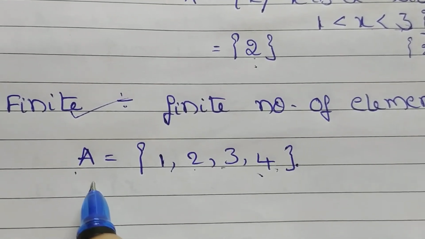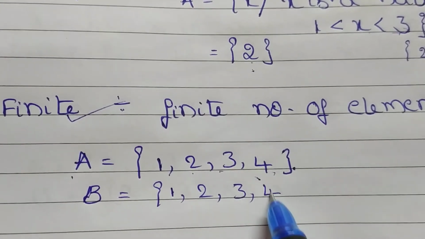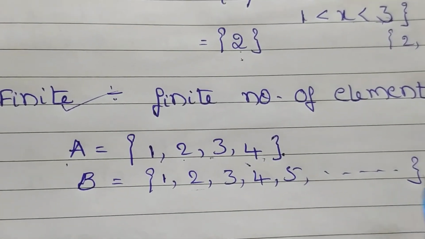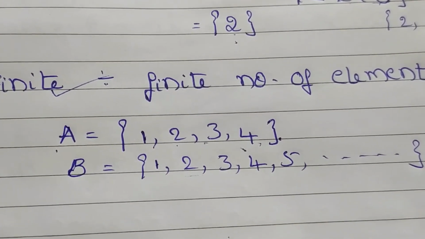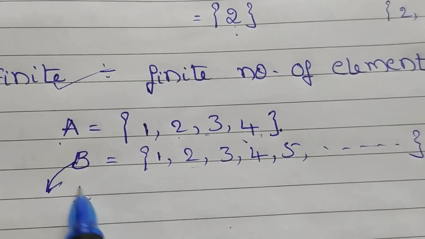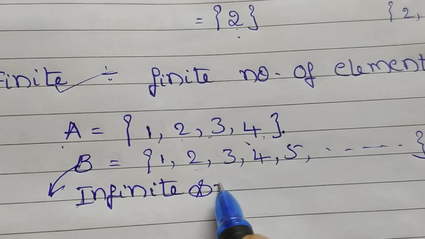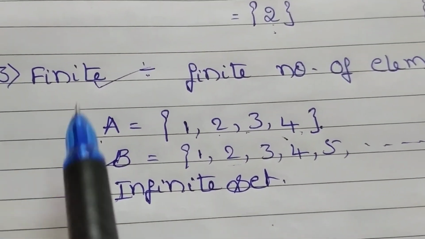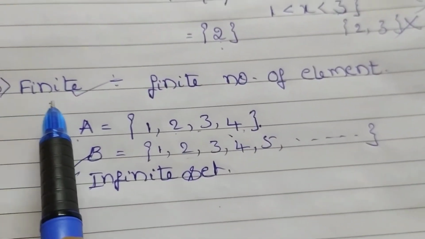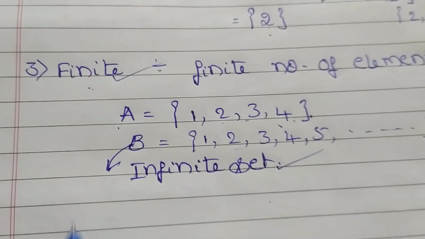Suppose the same thing I have written like this: A equals 1, 2, 3, 4, 5, and so on. That means it contains an infinite number of elements which are not countable. That's why this is an infinite set. So a finite set means a set which contains a finite number of elements. Otherwise you will name it an infinite set.